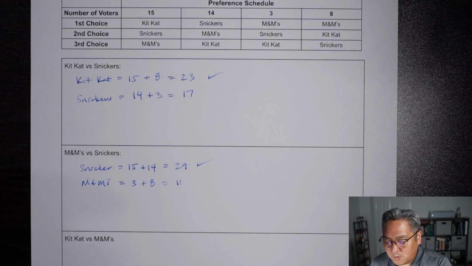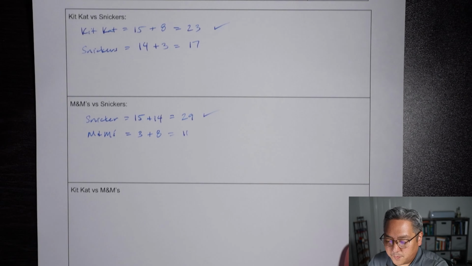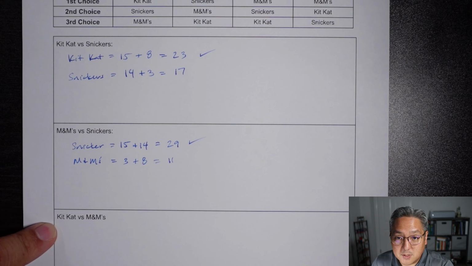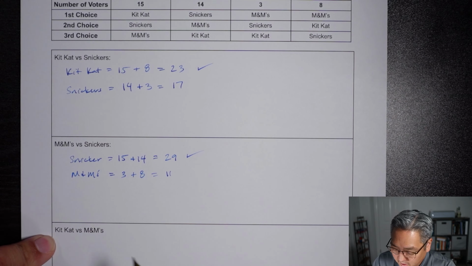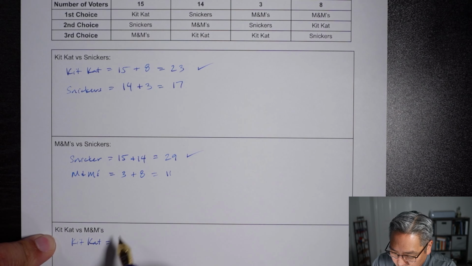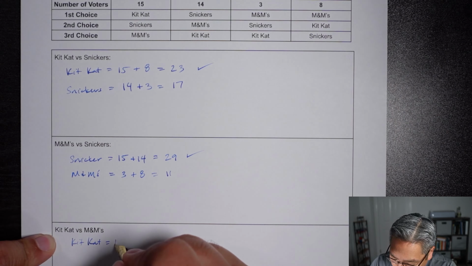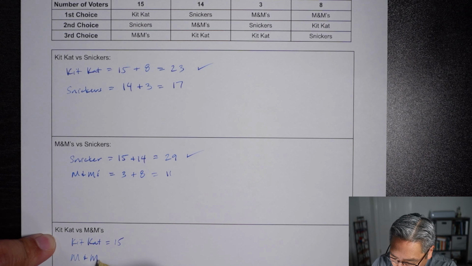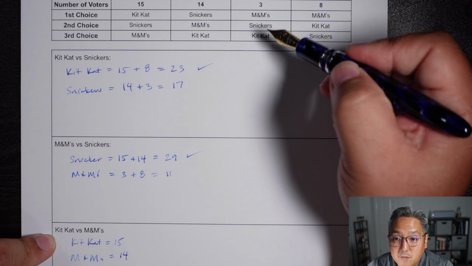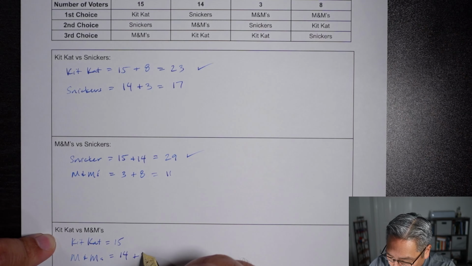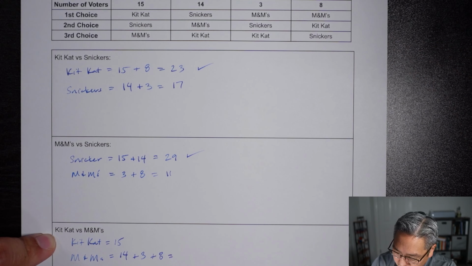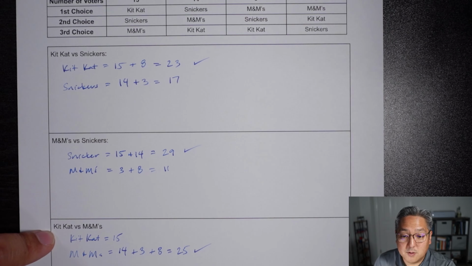Okay. Now, what about in the absence of Snickers? If I take Snickers out and I'm looking at Kit Kat versus M&Ms, I'm going to slide this down here a little bit. So Kit Kat in the first column would have gotten those 15. But if Snickers is gone, M&M actually gets those 14. And then if Snickers is gone, M&M still gets those 3. And if Snickers is gone, M&M still gets those 8, which is 14 plus 11, 25. So M&M's is going to win.